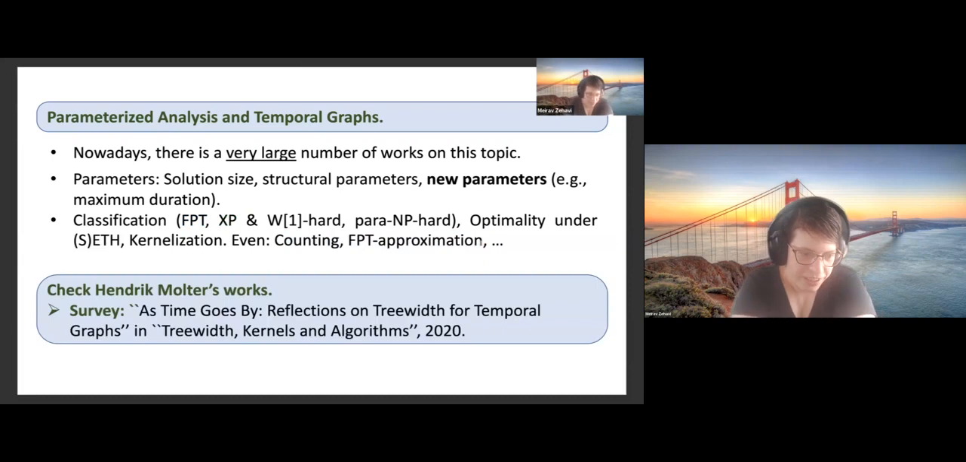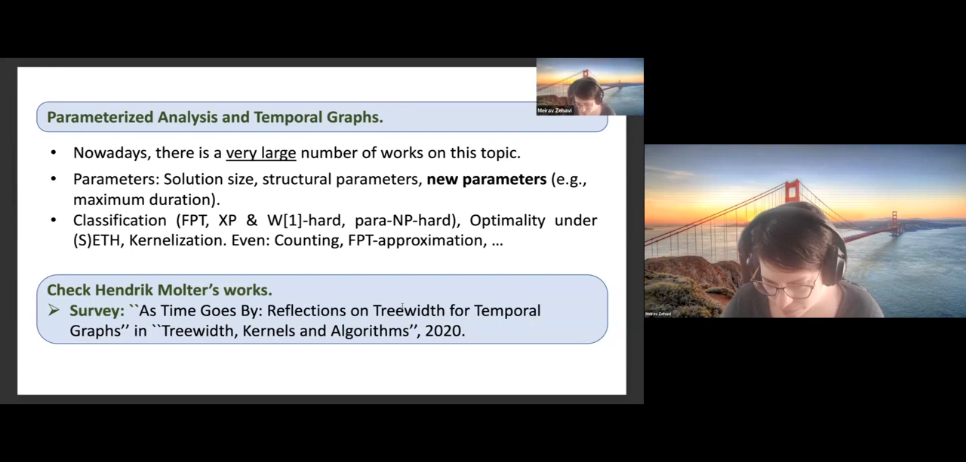And let me also advertise that where I learned a lot about this is from Hendrik's work. So you can check his thesis and a survey about parameterized complexity of temporal graphs, if you want to learn more about the intersection of parameterized complexity and temporal graphs.